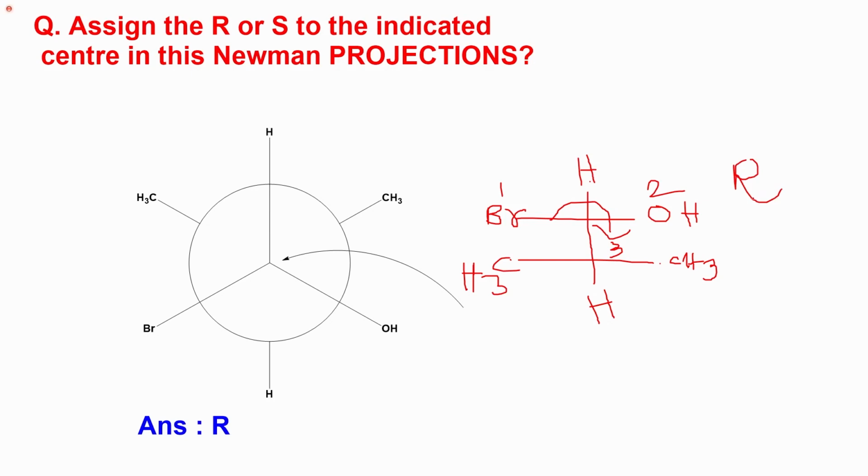Okay. Now what have we learned? If the least priority atom is on the y-axis, that is the positive rule. If the least priority atom is on the x-axis, that means negative rule. In the positive rule, clockwise means R and anti-clockwise means S. In the negative rule, clockwise means S and anti-clockwise means R. Okay. So we have discussed the Newman projection, the Sawhorse projection, and the Fischer projection, so a total of 3 questions we have done.